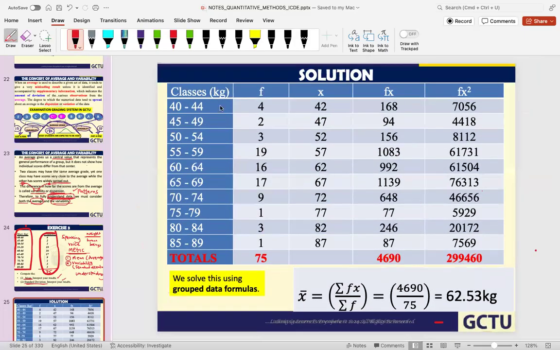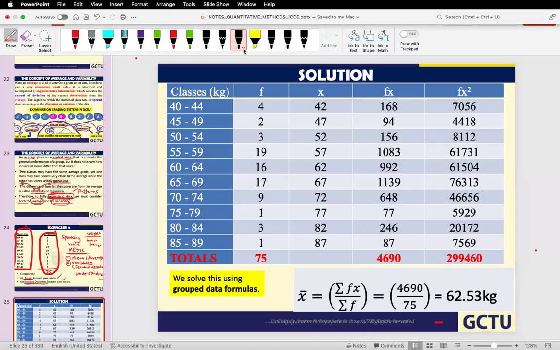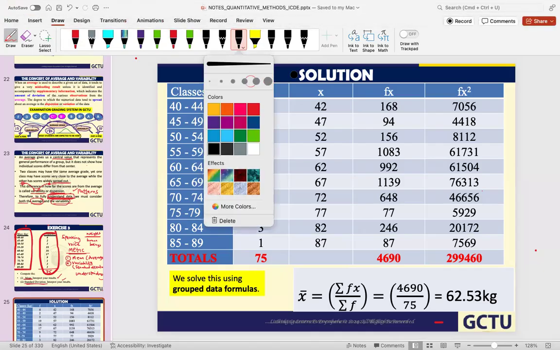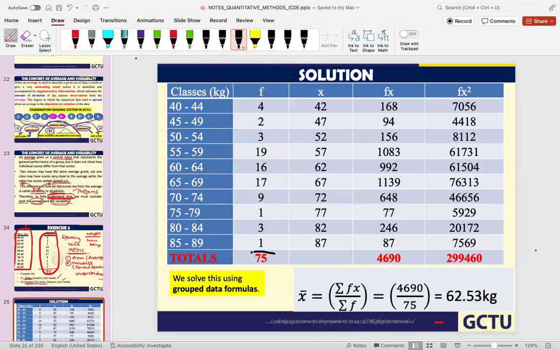So you have your class intervals in the weight, 40 to 44. Then you have the corresponding frequencies. They are here. And then once you have them, you total this frequency from the 4 to the last frequency. And when you do that, you have this one here. So this is your total frequency, which we are writing as sigma f.